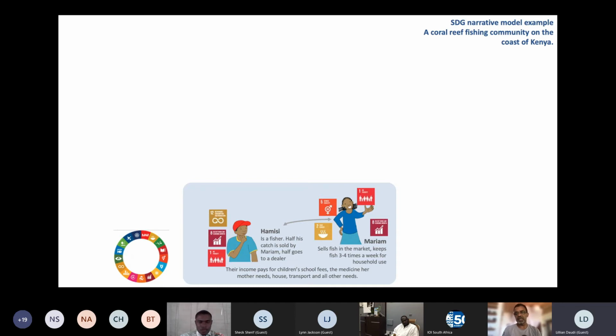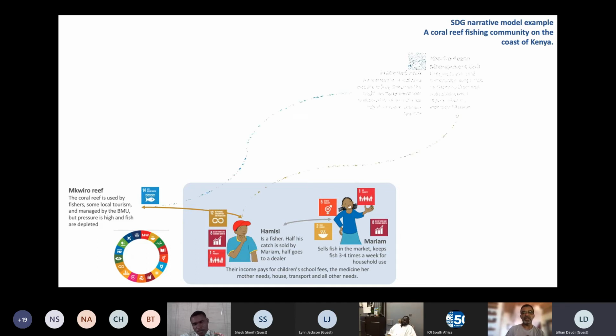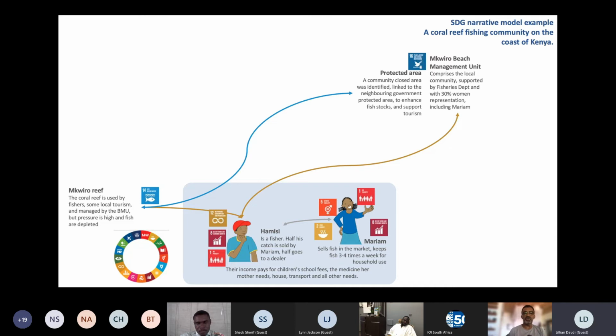And so this slide is an exercise in basically just linking the goals to each of these individuals and the community around them. And so I've put them into the graphic there. Their lives are completely dependent on the reef system that they use, which is also supporting tourism and many other stakeholders. And it's managed through a community institution in Kenya. These are called beach management units, which the government has devolved responsibility and authority to the local fishing community.